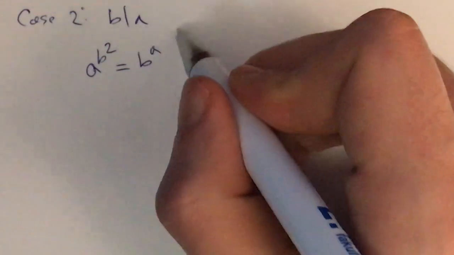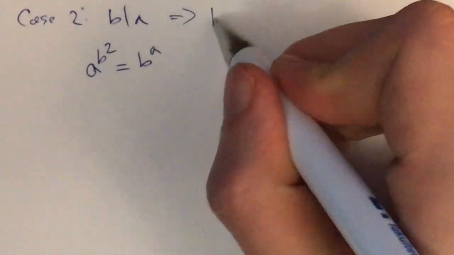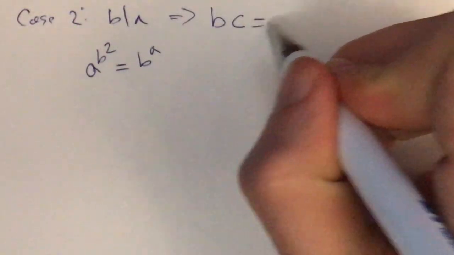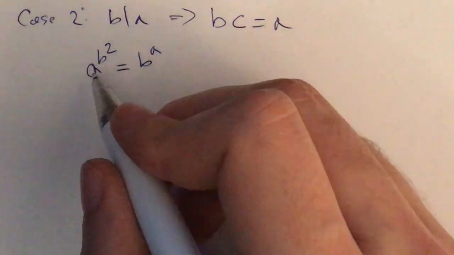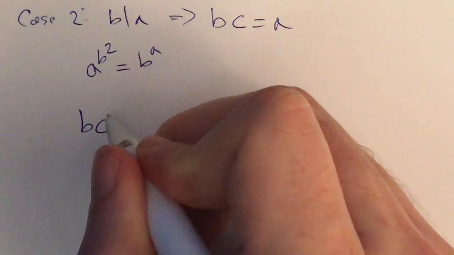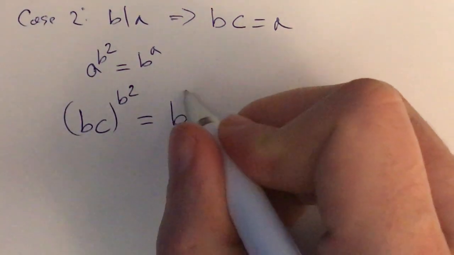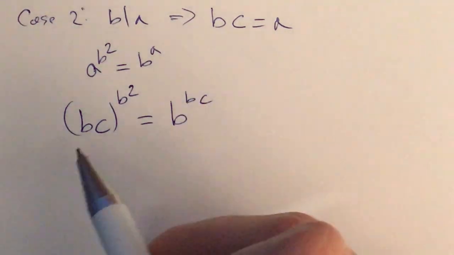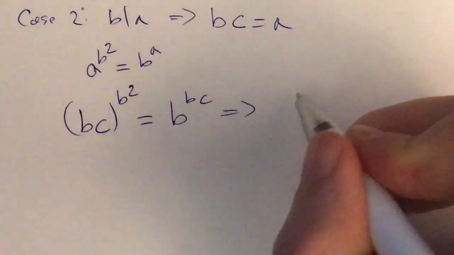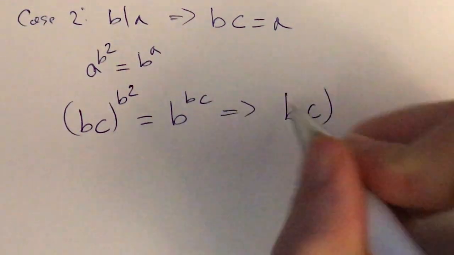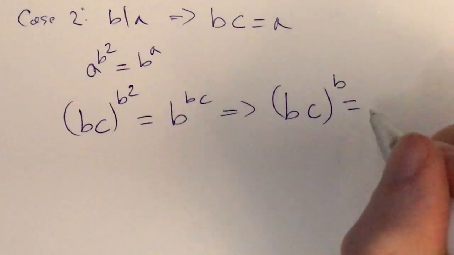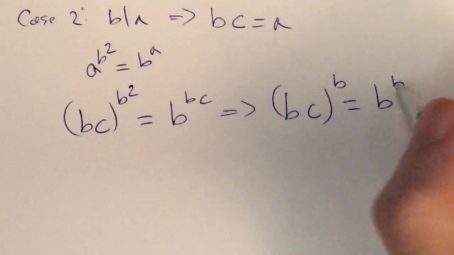So now from b divides a, what we can say is there exists a c such that bc is equal to a. So what does this transform into then? Well, a is bc, so we have bc to the power of b squared is equal to b to the power of bc. Taking the bth root of both sides, this transforms into bc to the power of b is equal to b to the power of c.